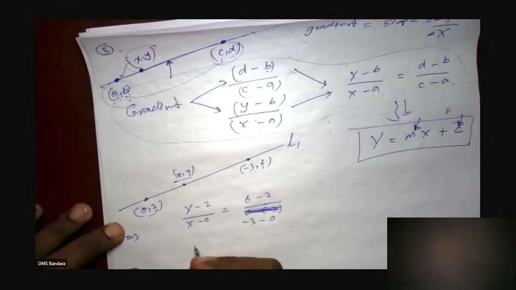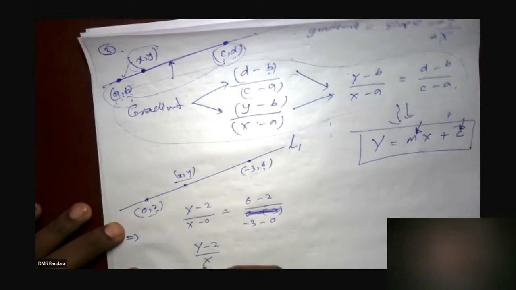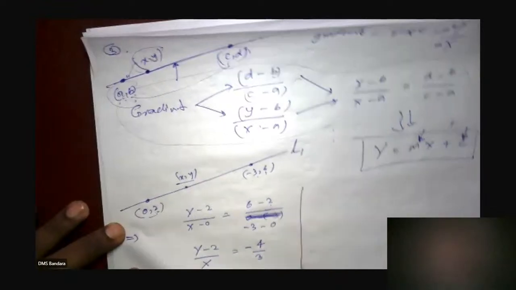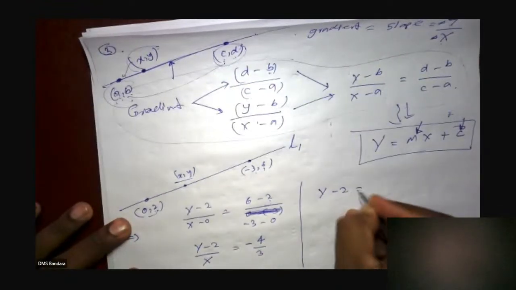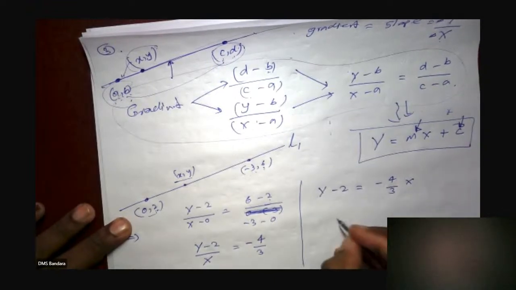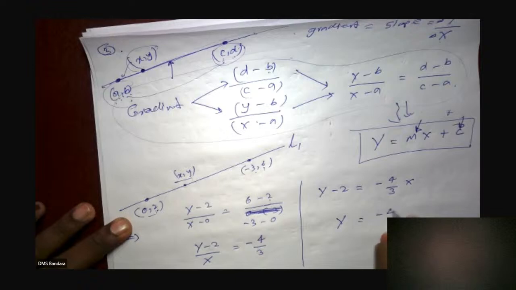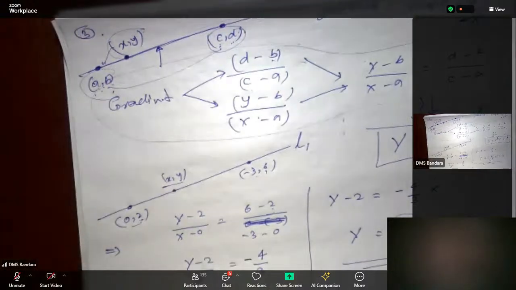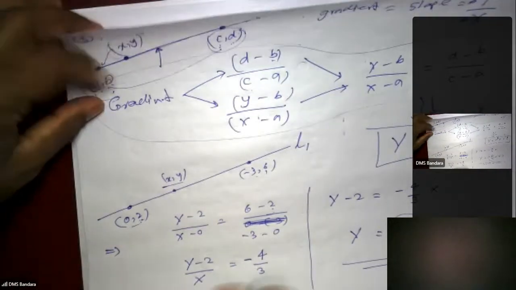Now, y minus 2 divided by x equals 4 divided by 3 with a minus. Then y minus 2 equals minus 4 over 3 times x. So our equation is y equals minus 4 over 3 x plus 2. The gradient of L1 is minus 4 over 3, the intercept is 2. So this is the equation of L1.